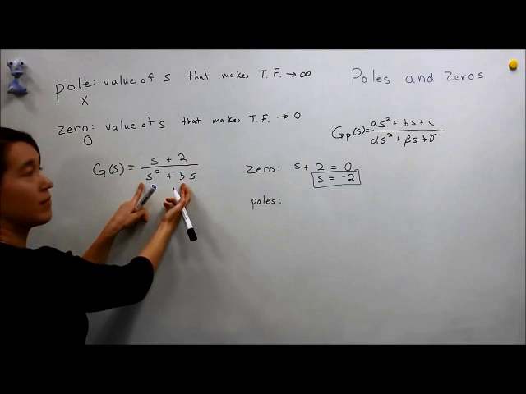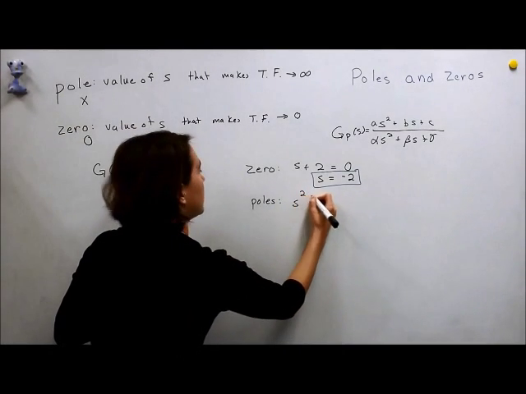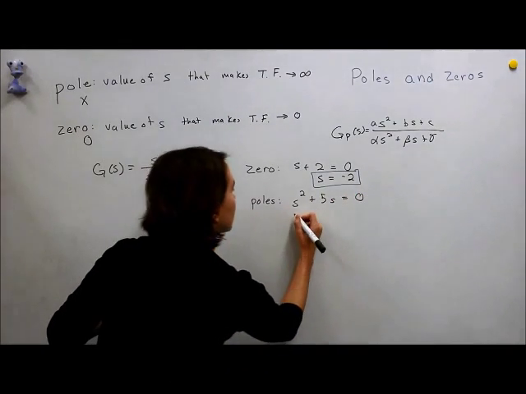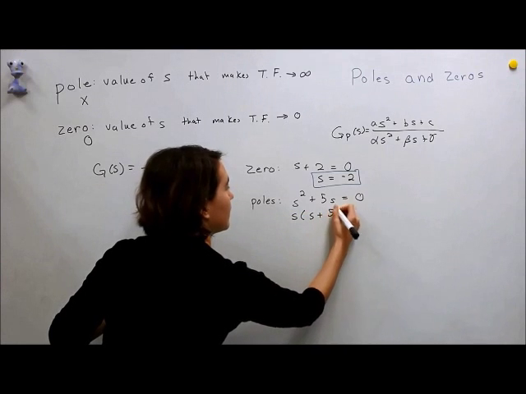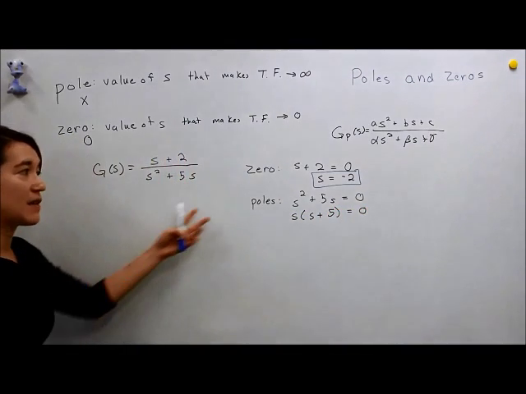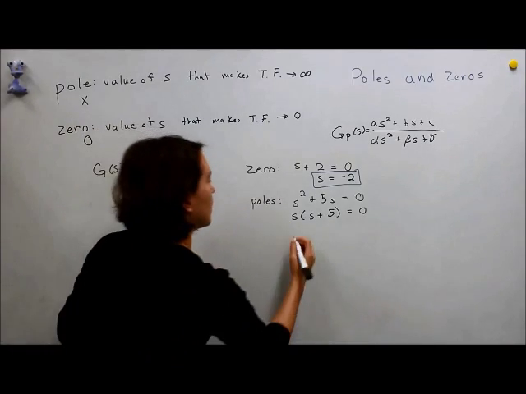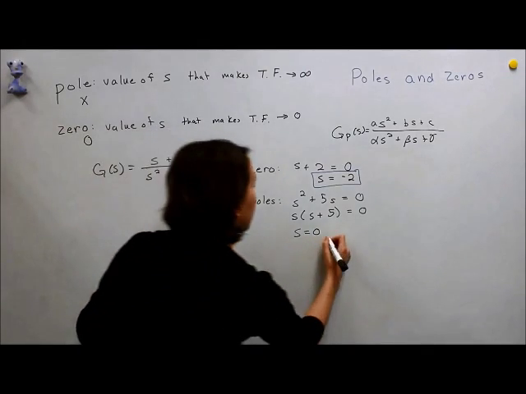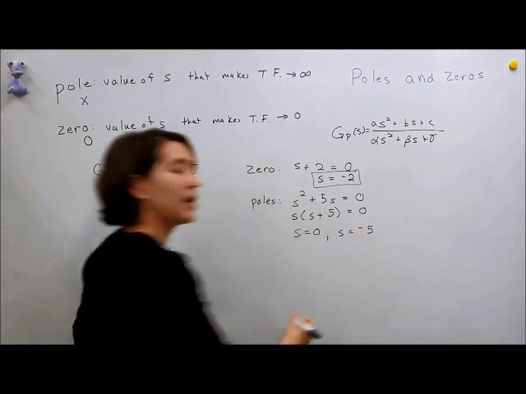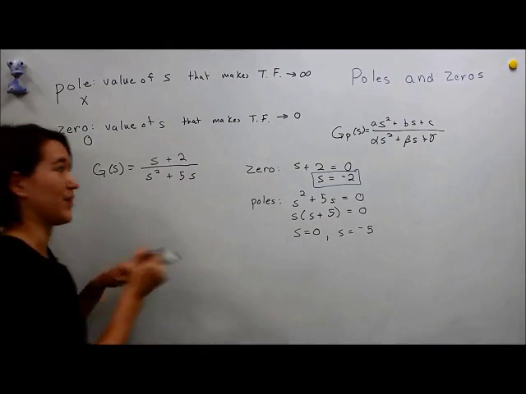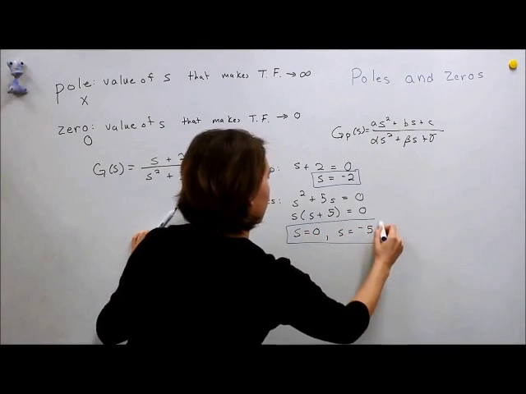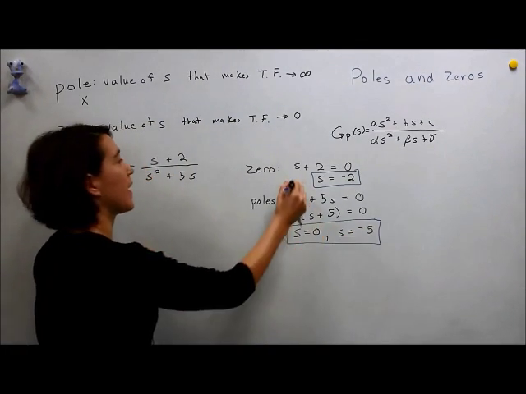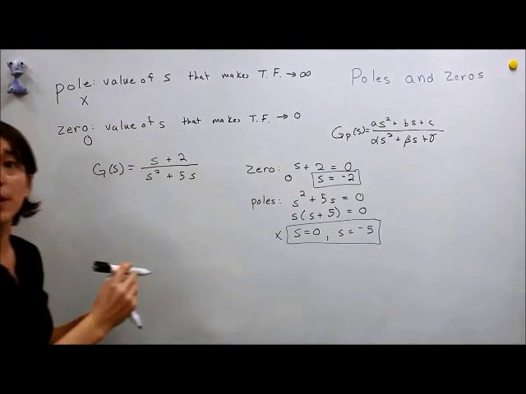So we take this expression and we want to make it 0. So s squared plus 5s equals 0. We see we could take an s out of here. So we have s times s plus 5 is equal to 0. So here we actually have two poles. So if s is equal to 0, then that is one of the poles. Or if s is equal to negative 5, we have that expression is also equal to 0. So our poles here would be 0 and negative 5, and our zeros here would be negative 2.